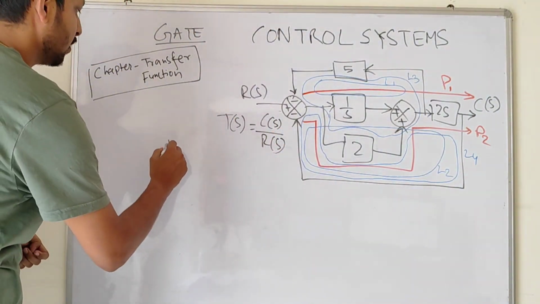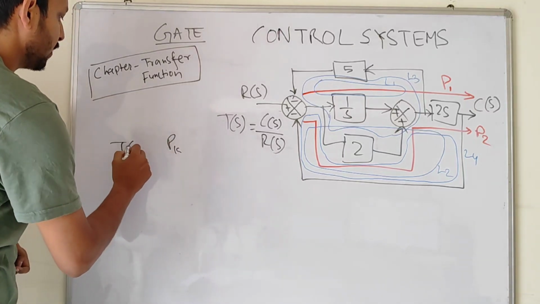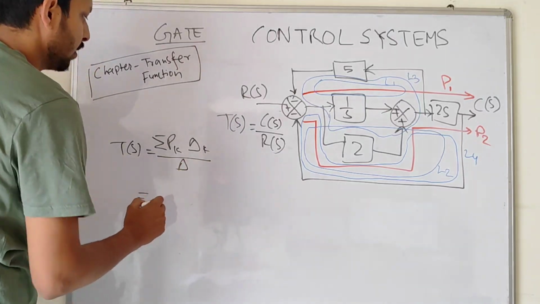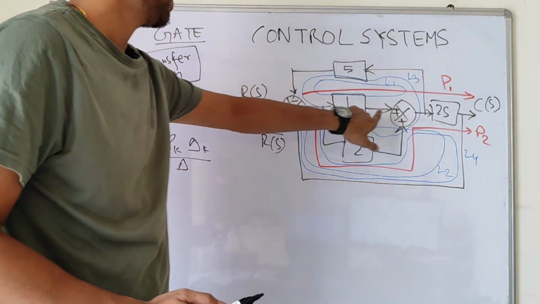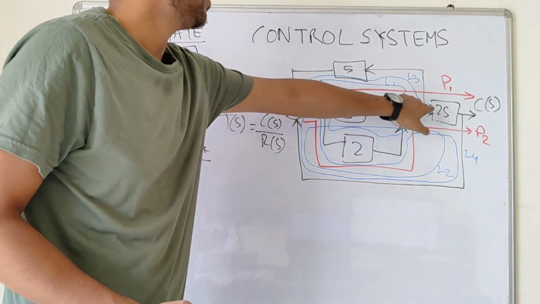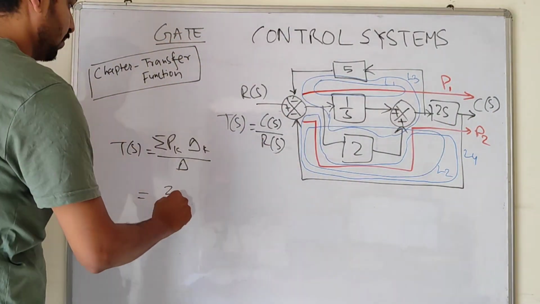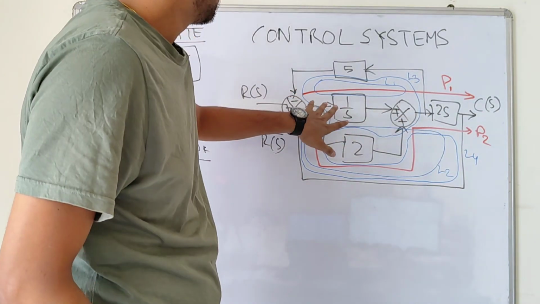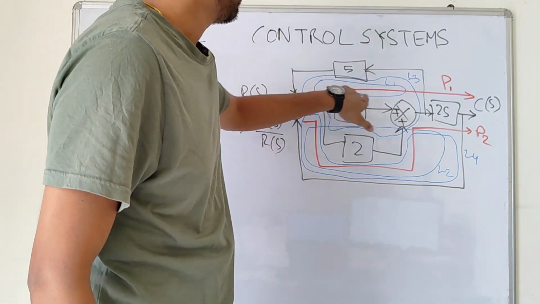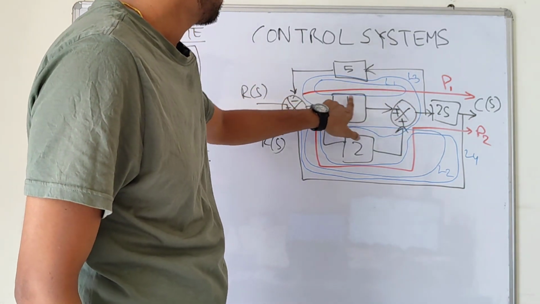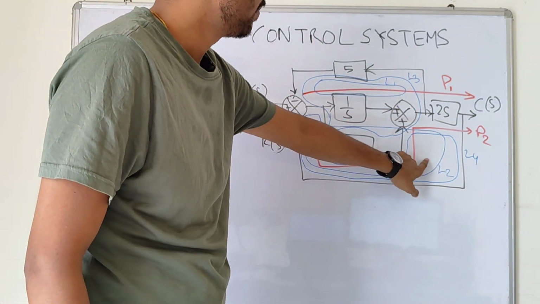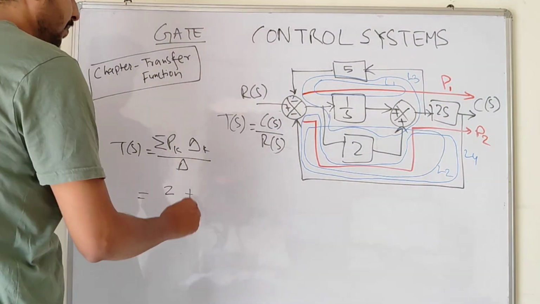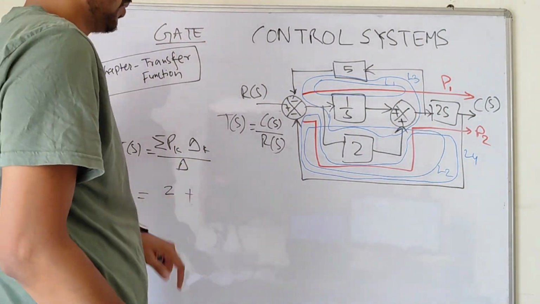So Mason gain formula tells you the transfer function will be given by summation of Pk delta k by delta, right? So what are the forward paths? P1. What's the gain across that? 1 by s into 2s, basically 2. And which loops is it not touching? I think this is touching L3, it's touching L1, it's touching L2, as well as it's touching L4. All the loops it's touching, so it's fine. So basically delta k will be 1.